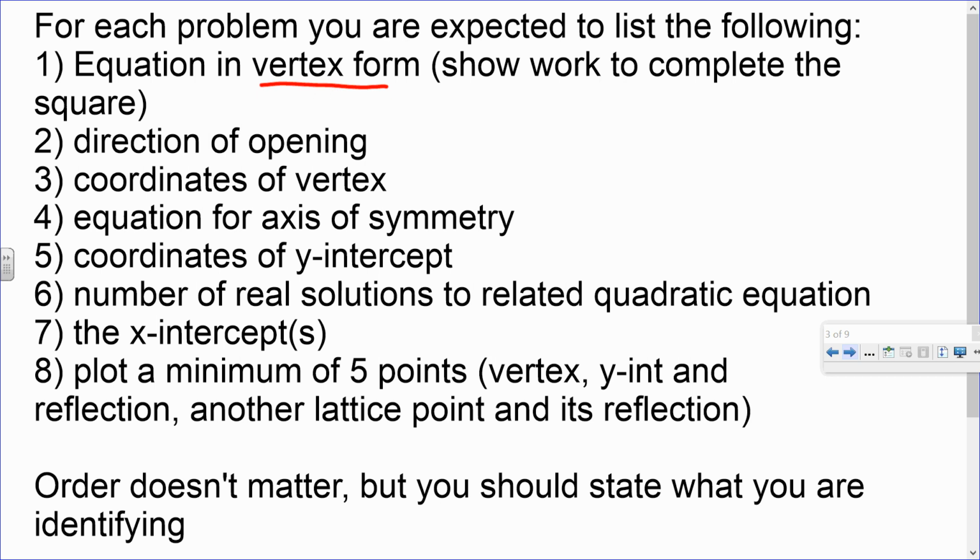So just waiting for you guys to get some of the rest of this copied down. And then we're going to talk about that related quadratic.